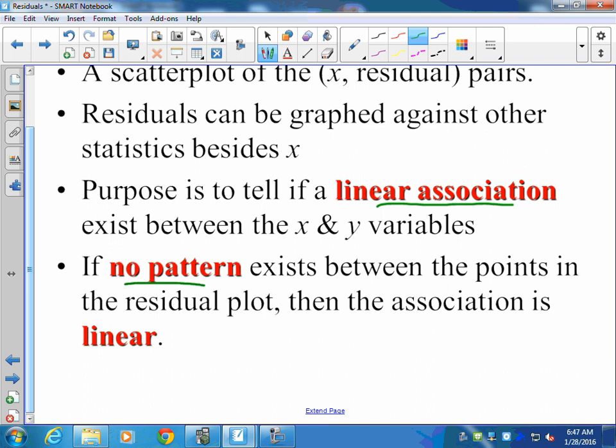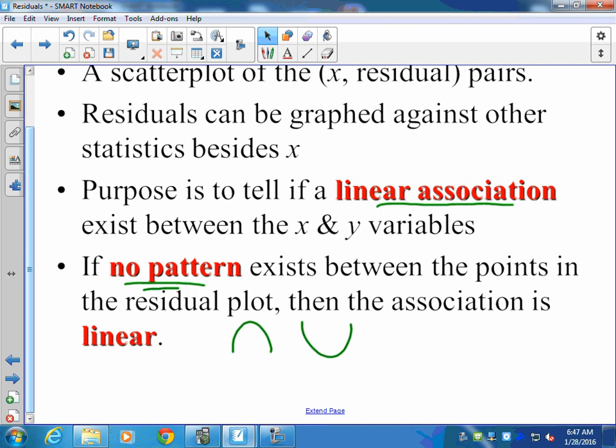If there's no clear pattern, and when we talk about pattern, what we're really looking for is some type of parabolic situation, either face up or face down. We want to look for a clear pattern that would tell us that this is not a linear association.